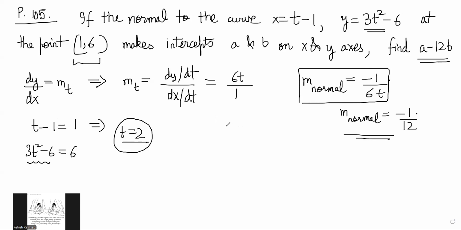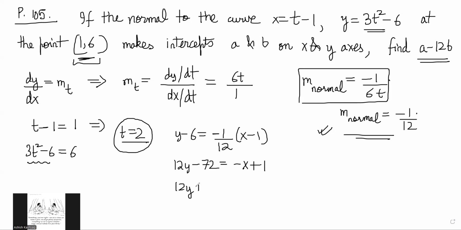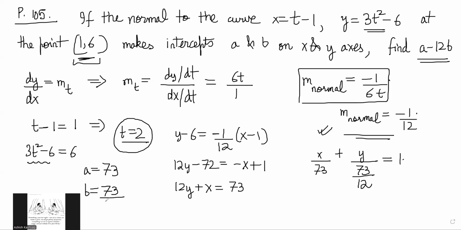So equation of the normal now we can write because we know the slope and we know the point, right? So equation is y minus 6 is equal to minus 1 by 12 times x minus 1. So now multiply by 12, 12y minus 72 is equal to minus x plus 1. You have 12y plus x is equal to 73. And you have x by 73 plus y by 73 by 12 is equal to 1. So therefore the intercepts are a is equal to 73 and b is equal to 73 by 12.